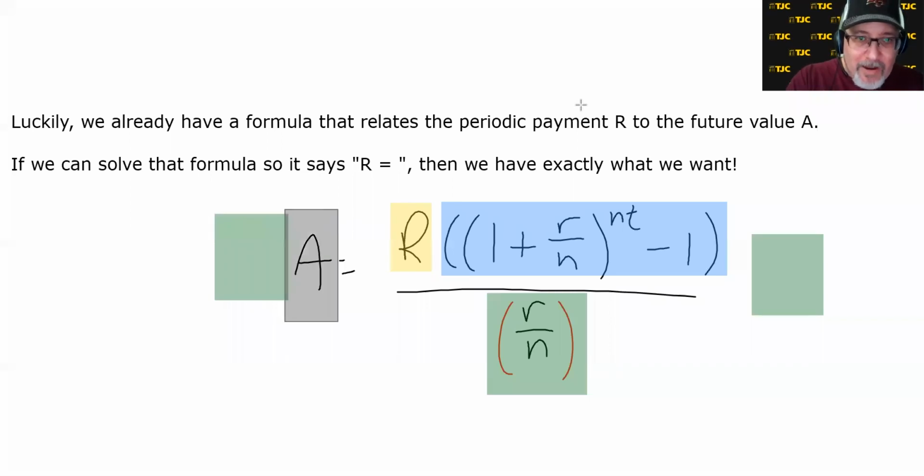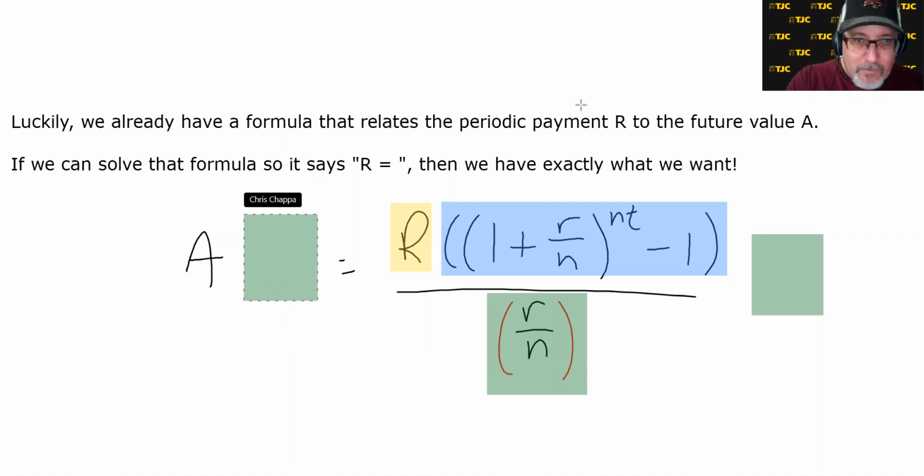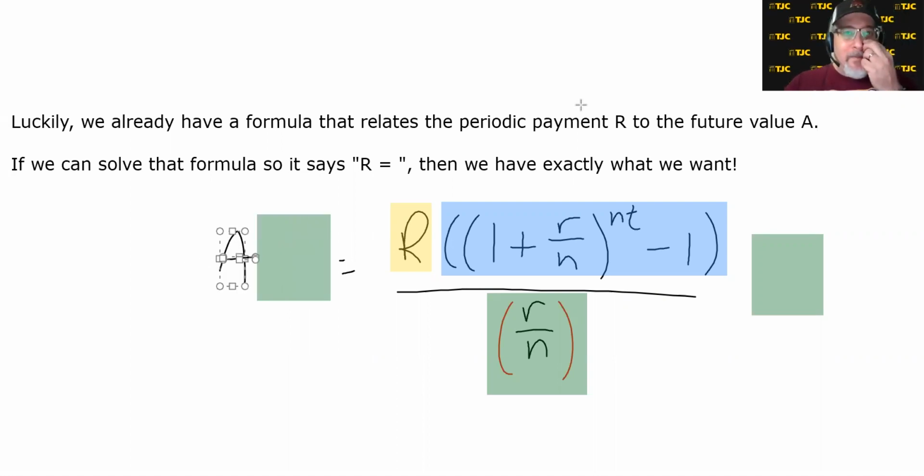So give me one second to grab that A, move it over, grab this green thing, move it over. So all I'm doing is repositioning things. All right, so as I was saying, really all we're doing right now is trying to get rid of the green thing on the bottom of the fraction on the right.